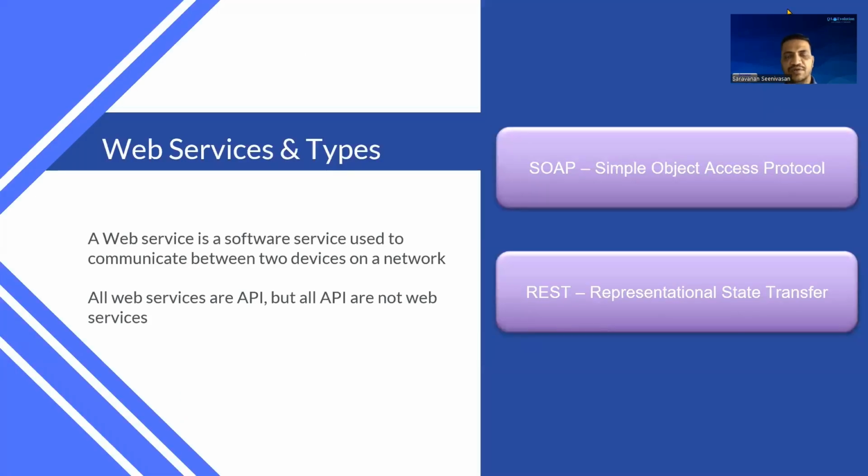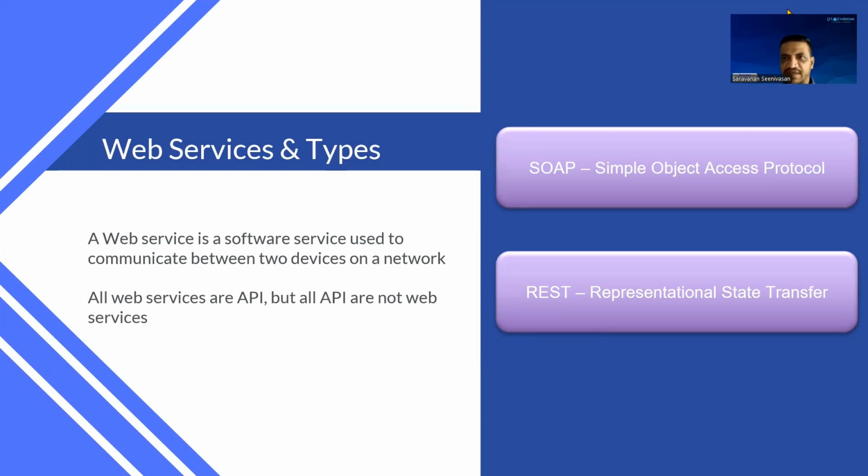Okay. So, web services and types. We have two types of web services: one is SOAP and one is REST. Before we move to types, let's see what web services are. A web service is a software service used to communicate between two devices on the network. So that is called a web service.